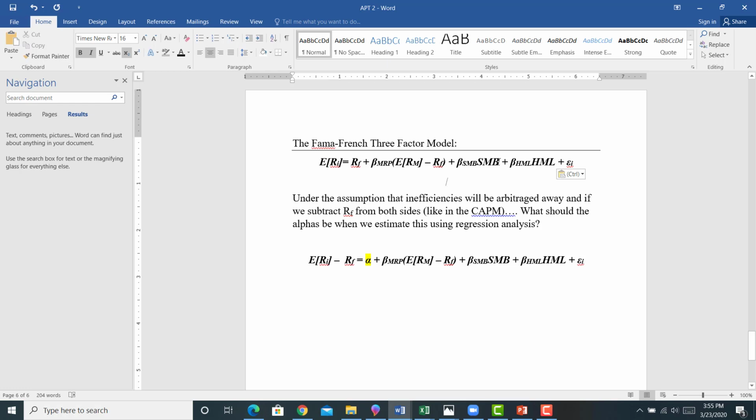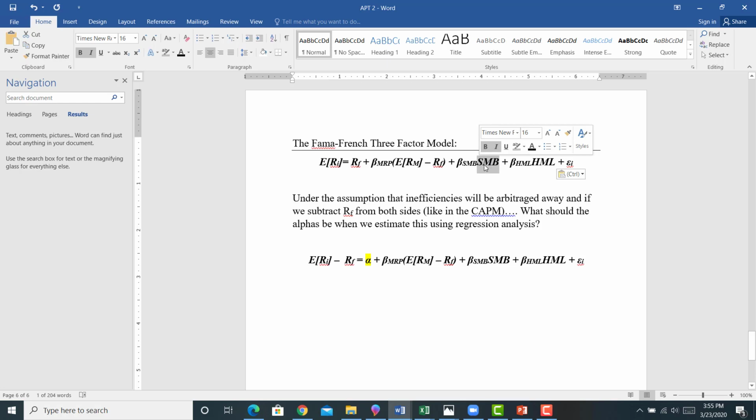I've already shown you 2 instances where it appears that small cap stocks tend to outperform large cap stocks, and so the SMB risk factor, notice there's no subscript i here. This is a risk factor that is the same for every stock. All this is, it's telling us the returns for small cap stocks minus the returns for large cap stocks.